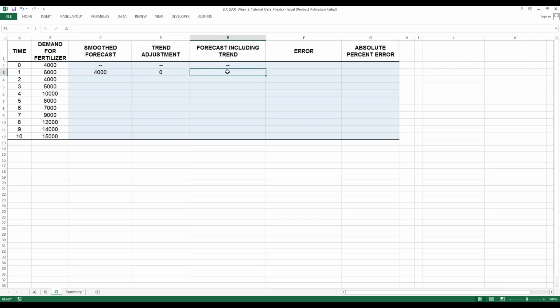And then my forecast, including trend, is going to be this plus that. Right, and that's going to be the formula for FIT the whole way down. So once I have this in, I can copy and paste that down the whole way.